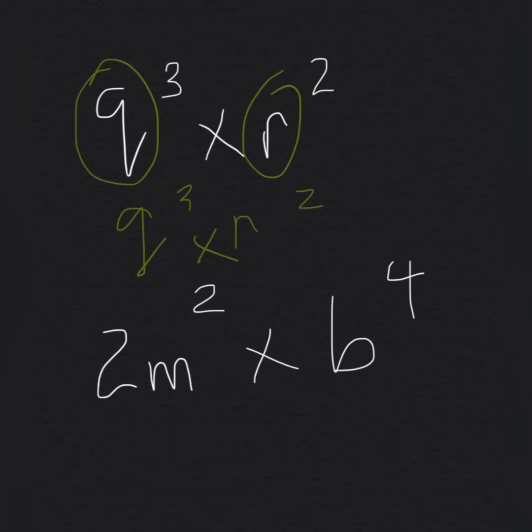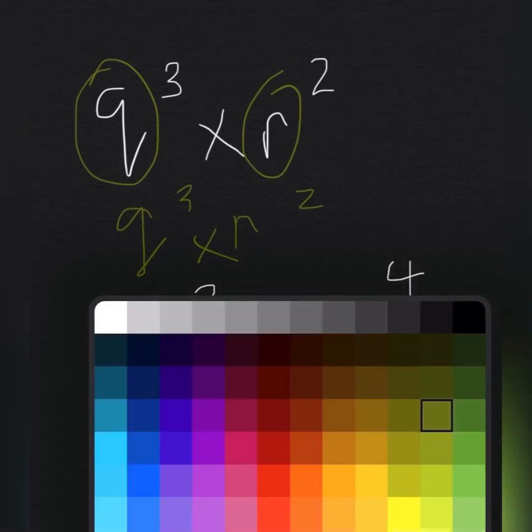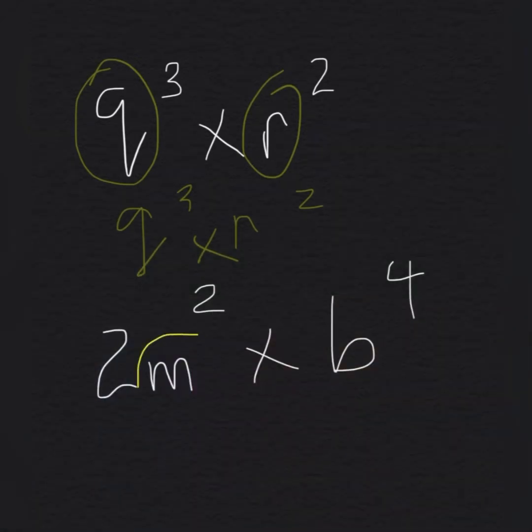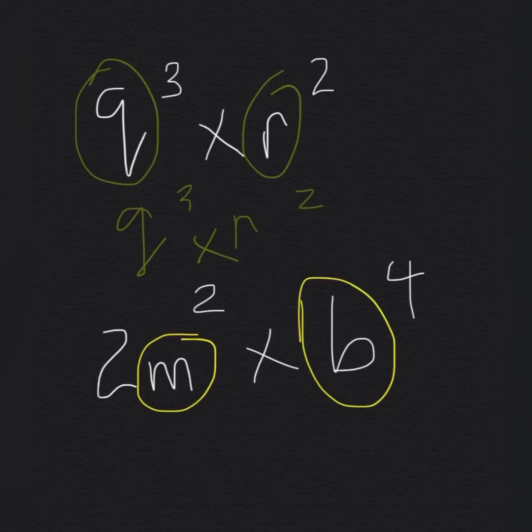Same thing for this one. Remember that the 2 right here represents the coefficient. The base for here is m and the base for here is b. Again, the bases are different, so we cannot go ahead and add the indices. I hope you guys understand.